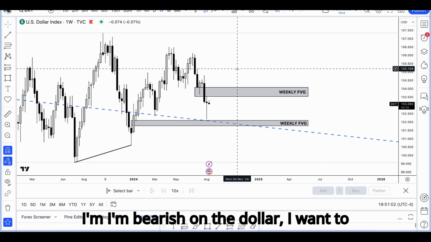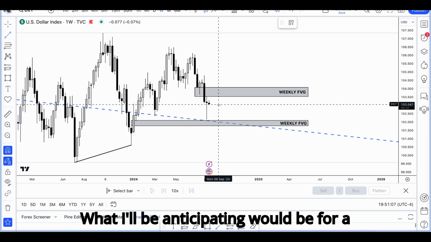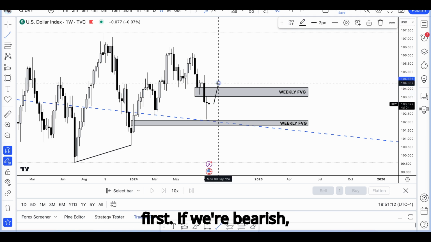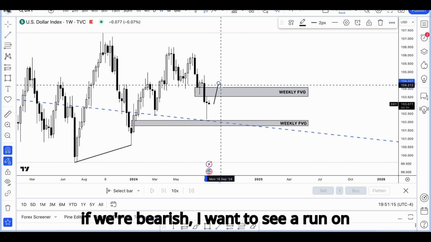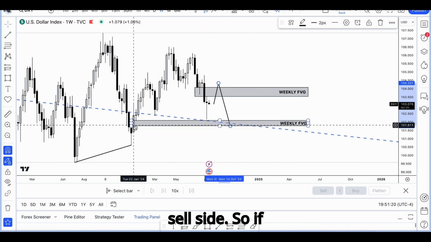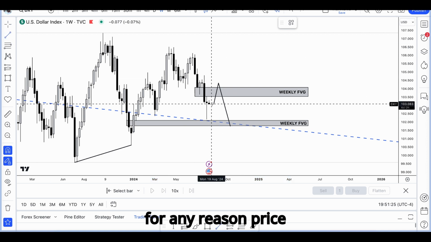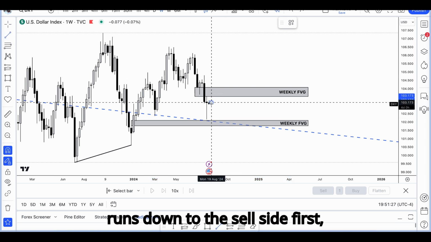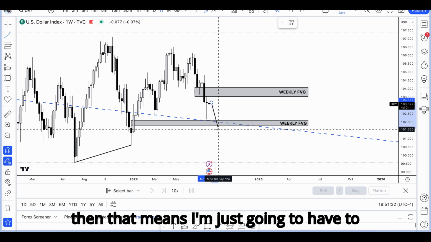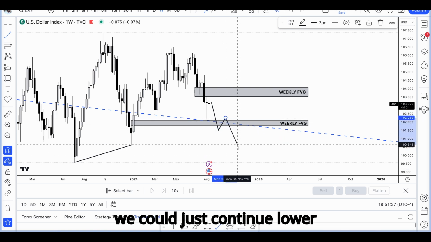Now, because I'm bearish on the dollar, I want to see the dollar continue to the downside. What I'll be anticipating would be a potential run to buy side first. If we're bearish, I want to see a run on buy side first before a run to sell side. So if for any reason price runs down to the sell side first, then I'm just going to have to be on the sidelines, because potentially we could just continue lower.